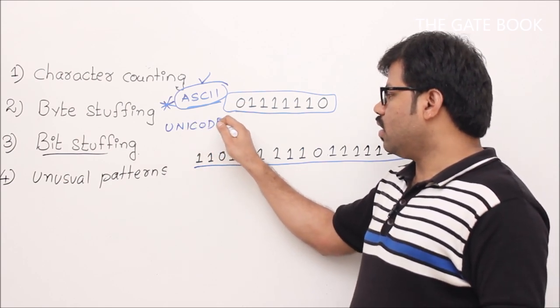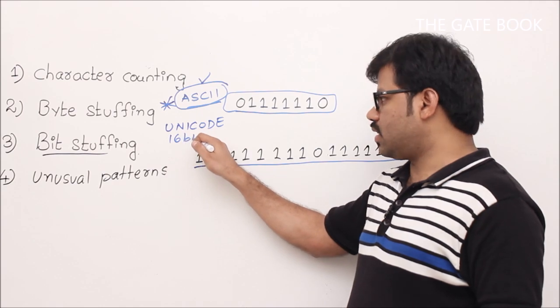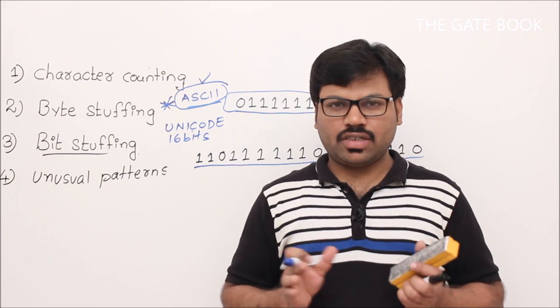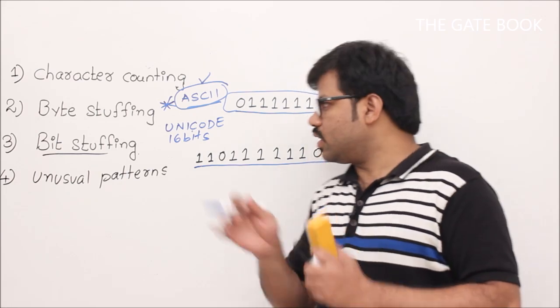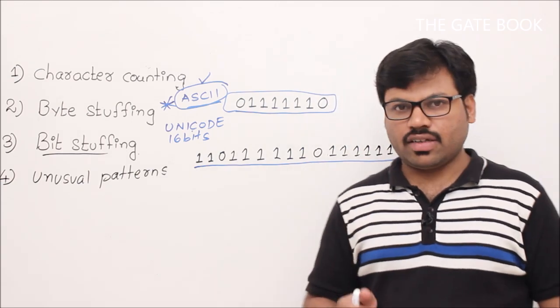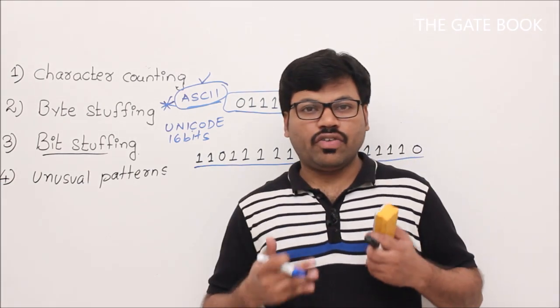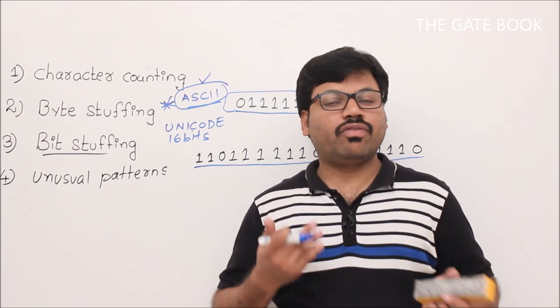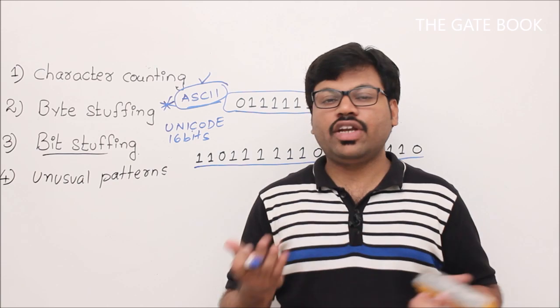We know that characters are represented with 16 bits. Then grouping the message as 8 bits is meaningless, correct? That is one reason why byte stuffing is not so popular nowadays. Second, nowadays we have integer data, floating point data, images, and videos.